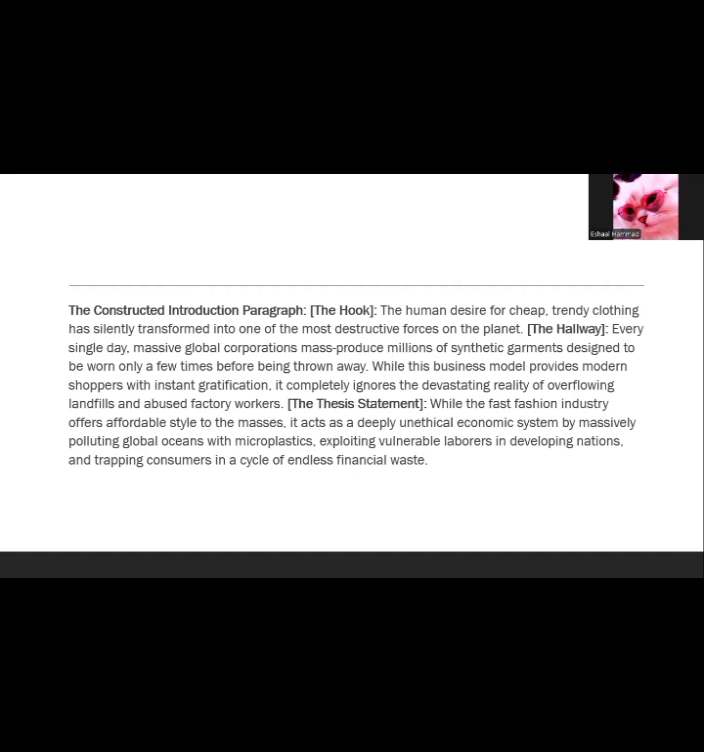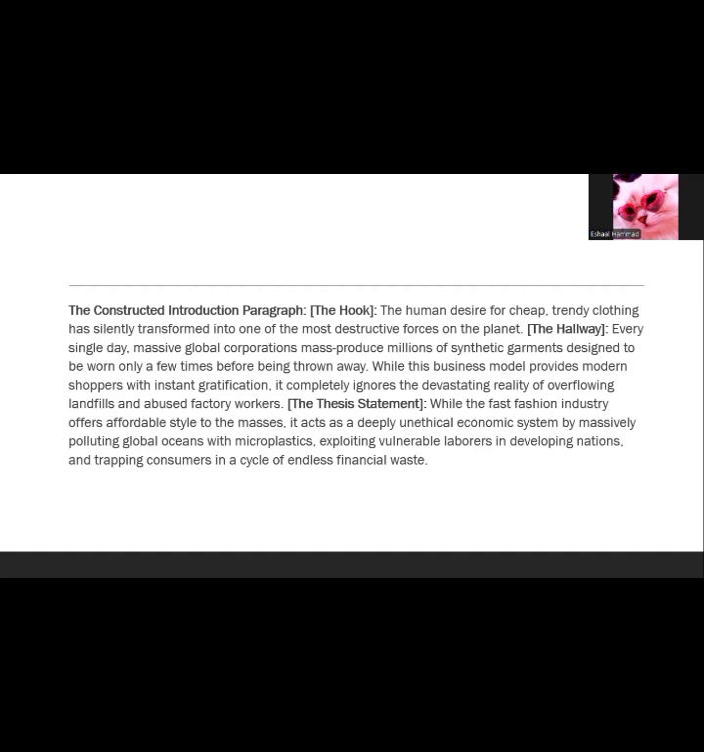The human desire for cheap, trendy clothing has silently transformed into one of the most destructive forces on the planet. Now, see this statement. It's going to grab readers' attention. It's not a bomb, not any kind of destructive weapon or massive destruction, but how this desire has become that much of a destructive force. So the reader is going to read about it.